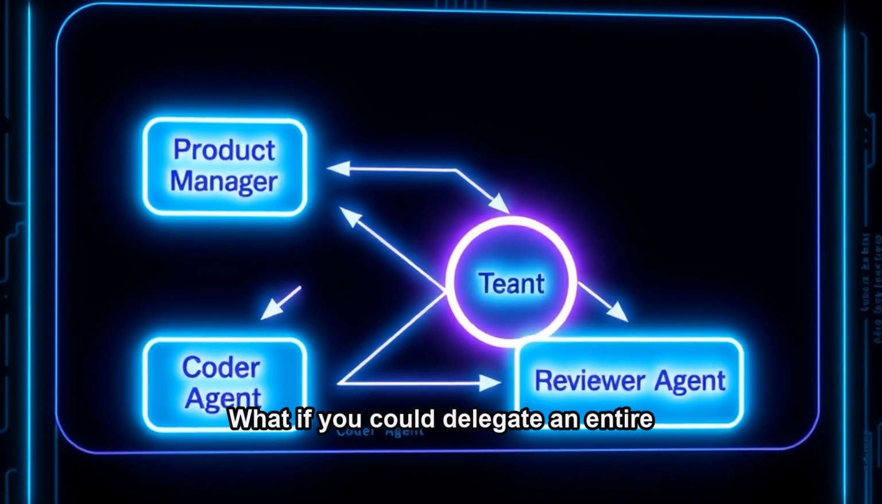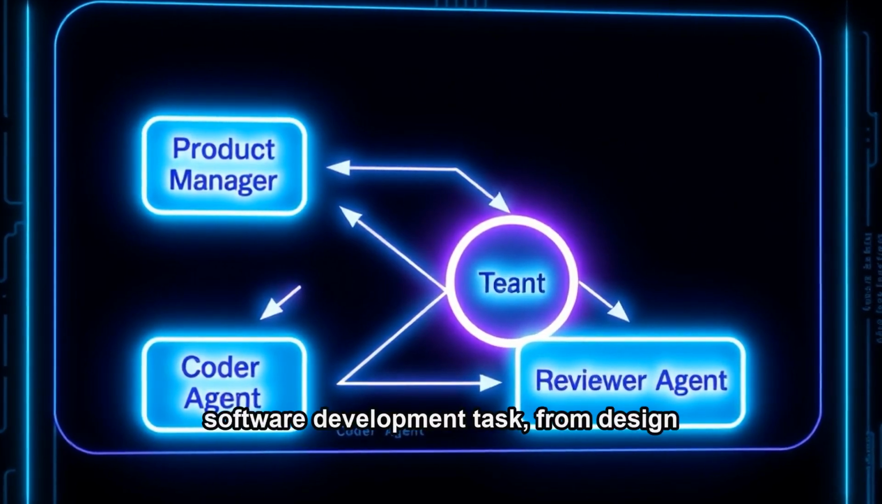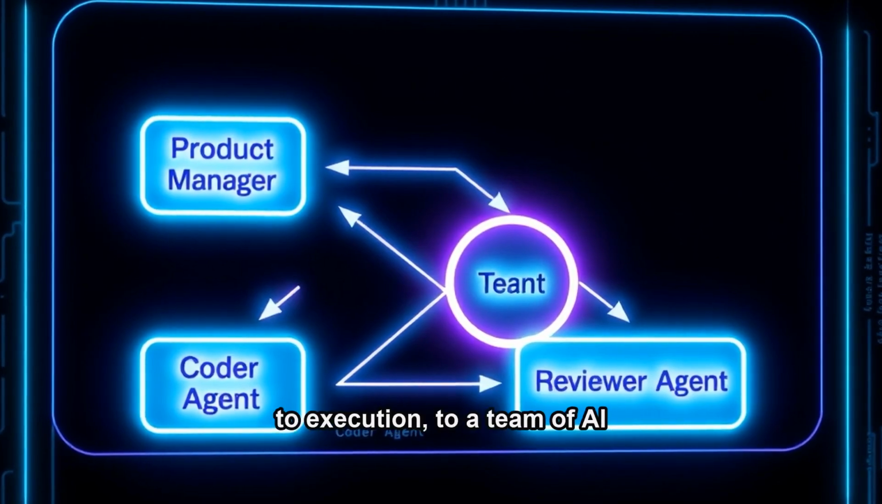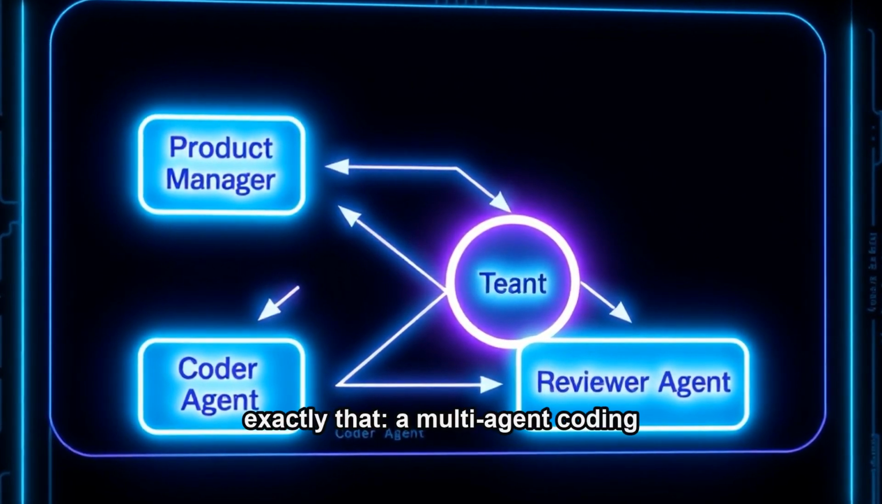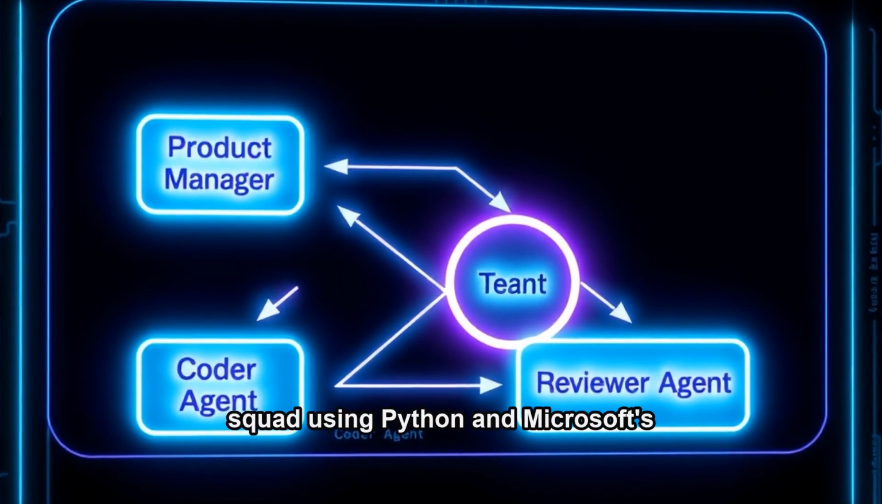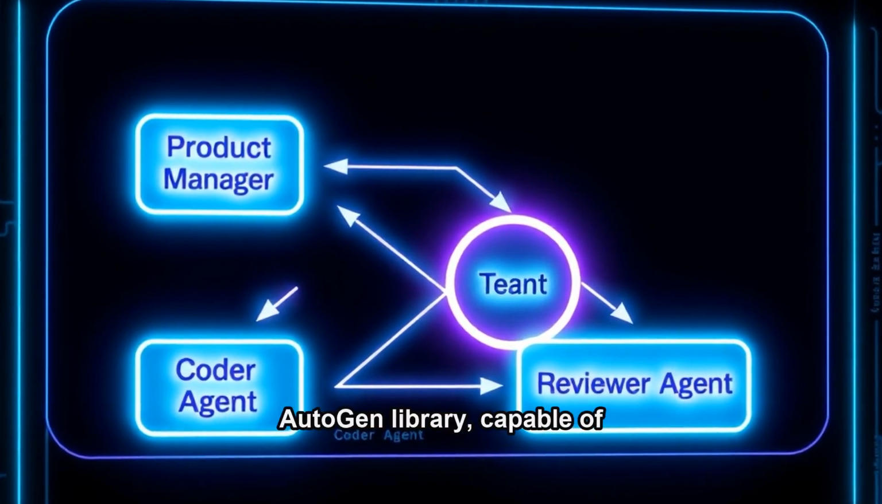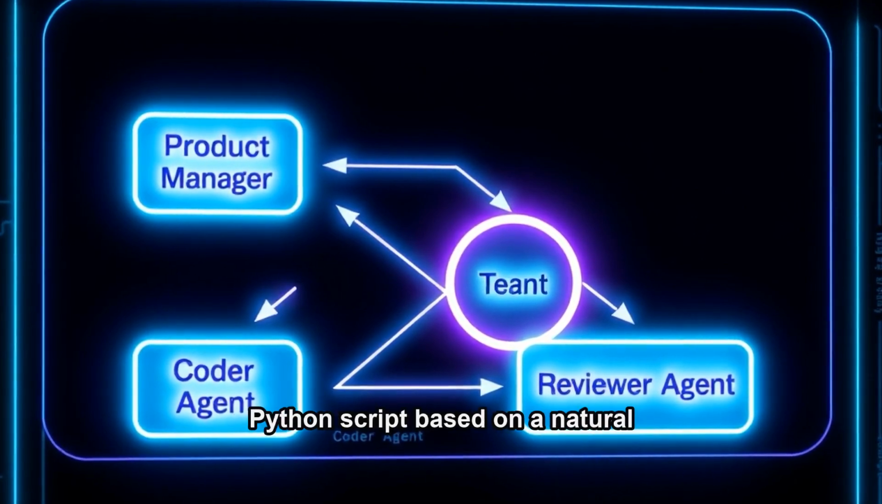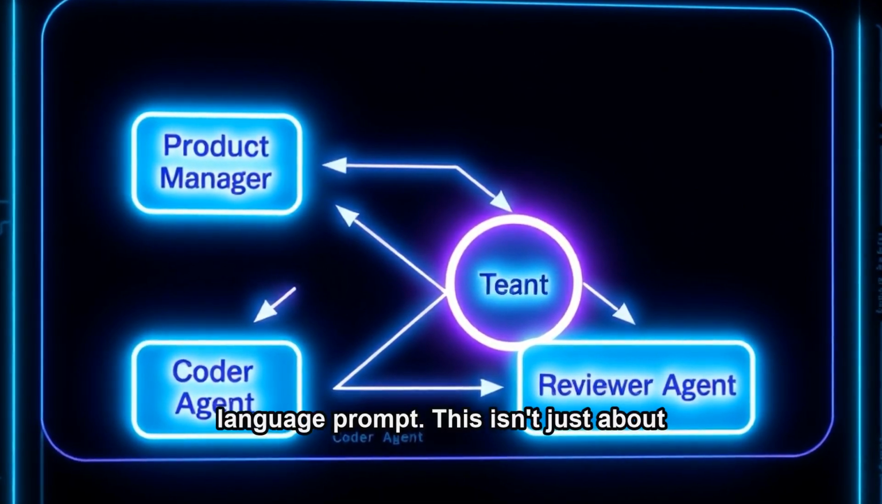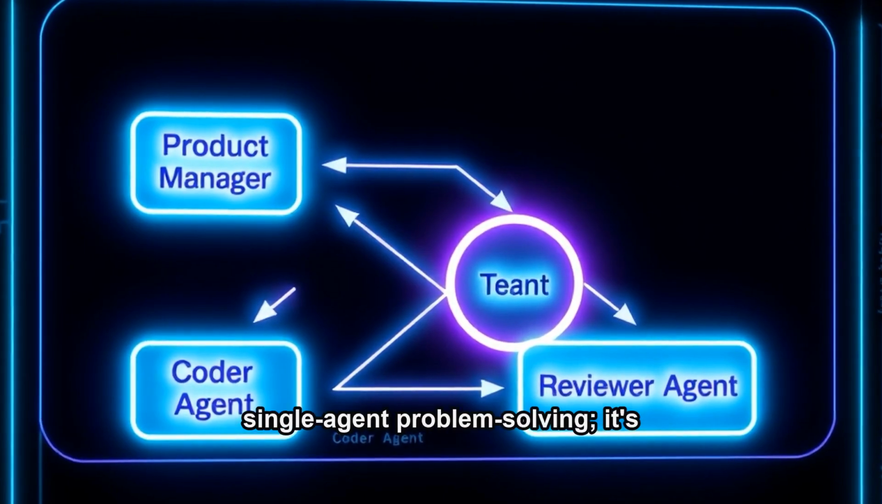What if you could delegate an entire software development task, from design to execution, to a team of AI agents? Today, we're going to build exactly that. A multi-agent coding squad using Python and Microsoft's AutoGen library, capable of autonomously developing a simple Python script based on a natural language prompt. This isn't just about single-agent problem solving.